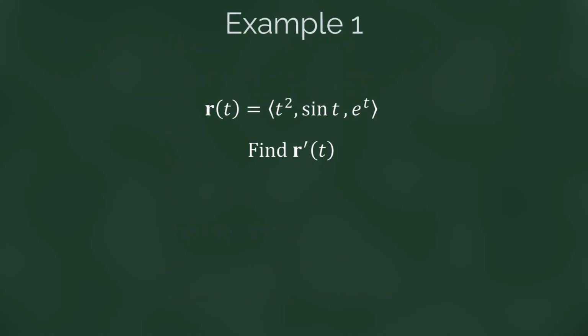Let's start with a straightforward example. We're going to take the derivative of the vector valued function t squared, sine t, e to the t. So the component-wise definition tells us that that derivative is going to be the derivative of t squared, the derivative of sine, and the derivative of e to the t.